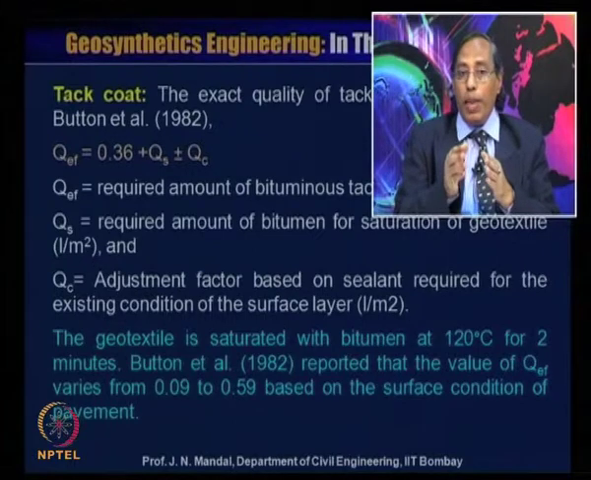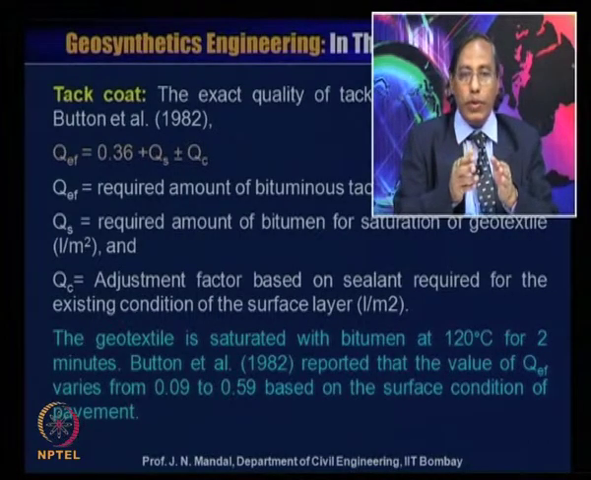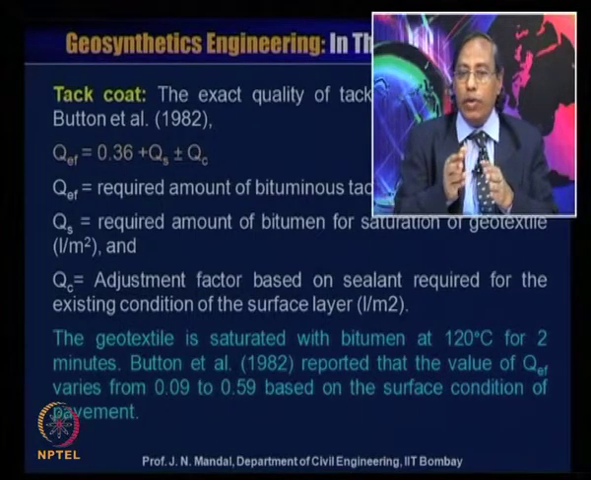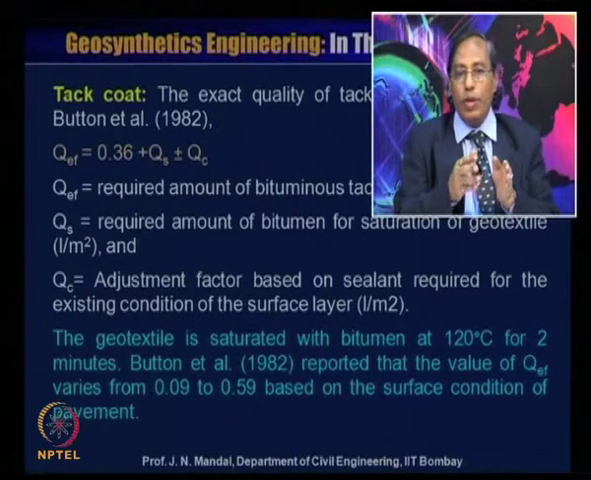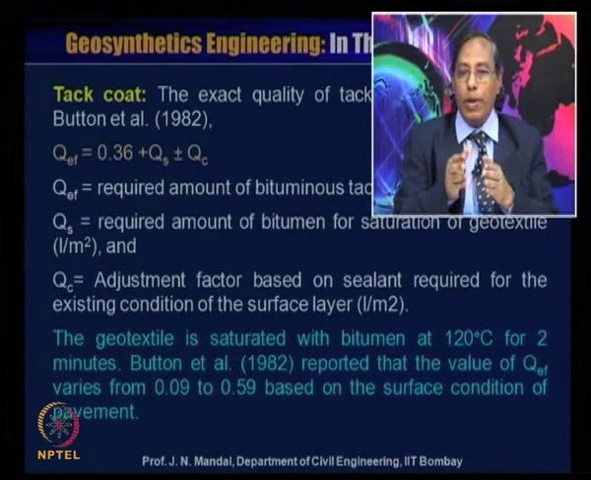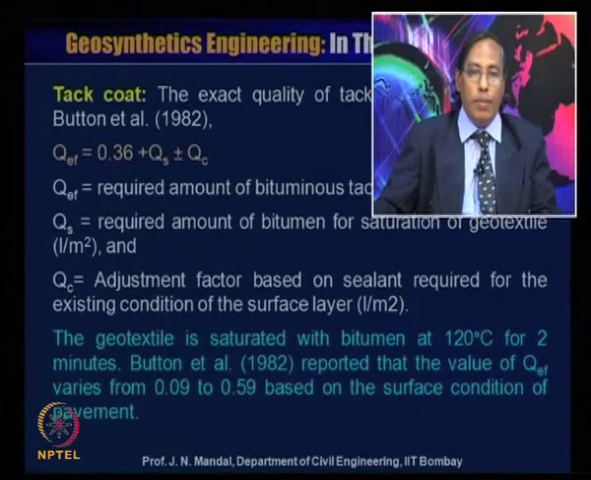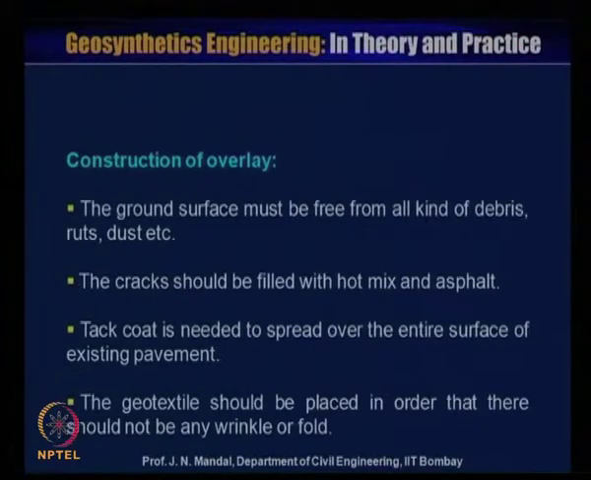So, it is very important what amount of bituminous tack coat is required. The geotextile is saturated with bitumen at 120 degree centigrade for 2 minutes. Walton et al. 1982 reported that the value of QA varies from 0.09 to 0.59 based on the surface condition of the pavement. So, it depends upon the surface condition.